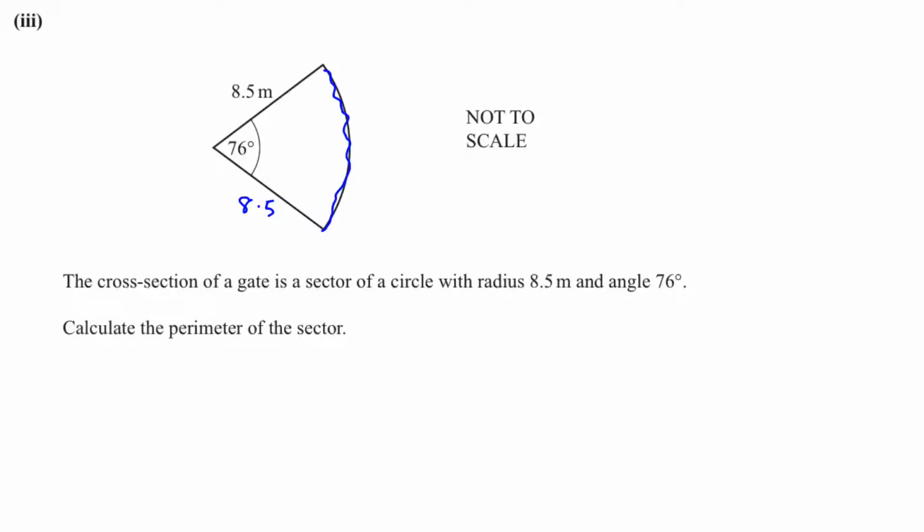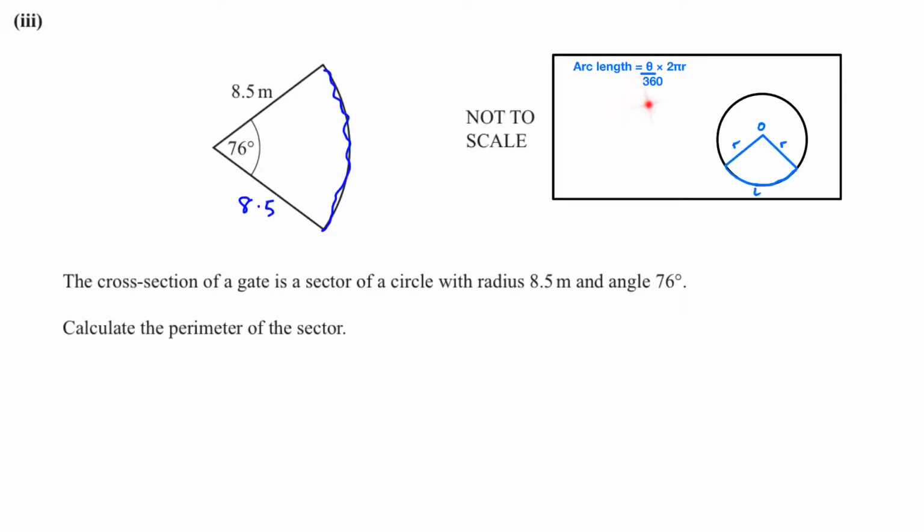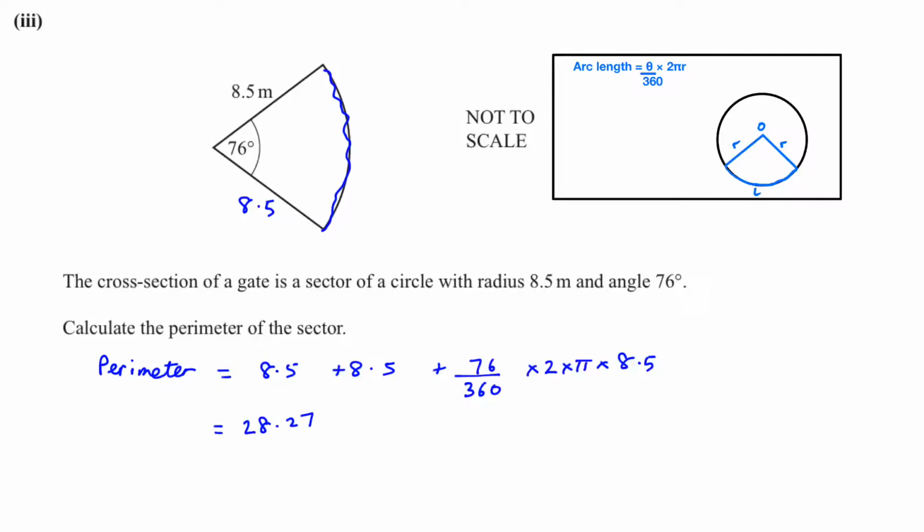There's a formula to find the arc length, which is arc length is equal to theta over 360 multiplied by 2 pi r. Theta is your angle and r is your radius. Therefore, perimeter is going to equal the radius plus the radius, 8.5 plus 8.5, plus, using this equation, in place of theta we'll put 76 and in place of r 8.5. Put this in the calculator, you will get 28.27 meters. Round it to one decimal place, so 28.3 meters is your answer.